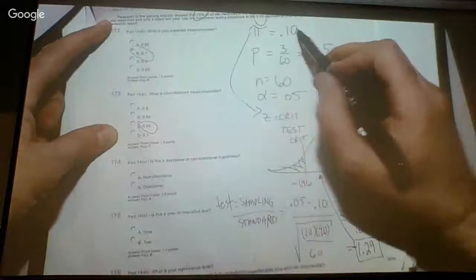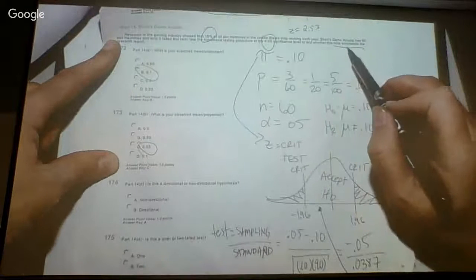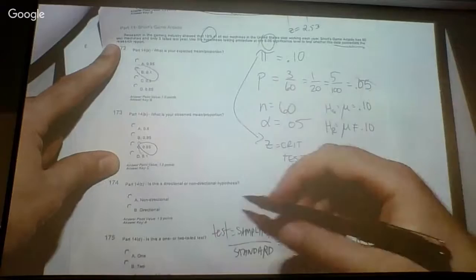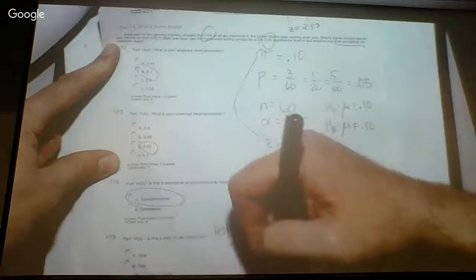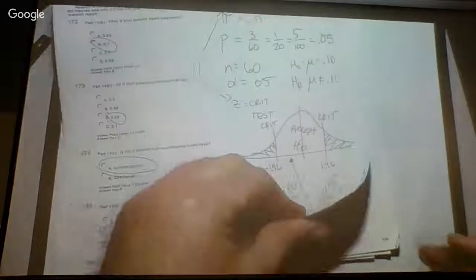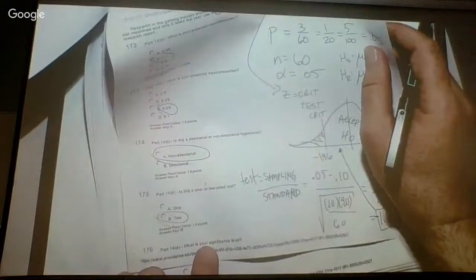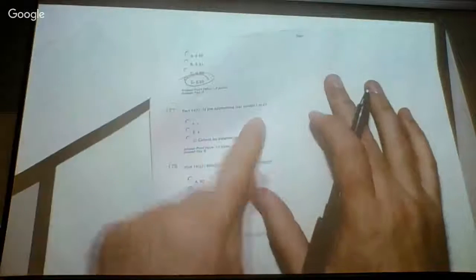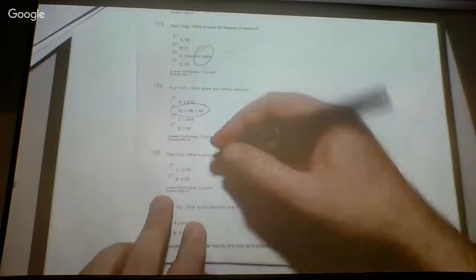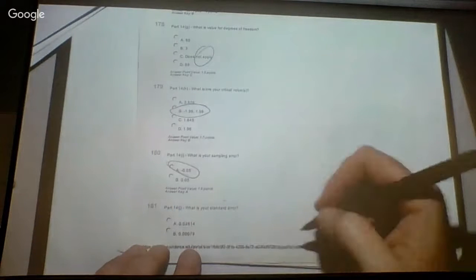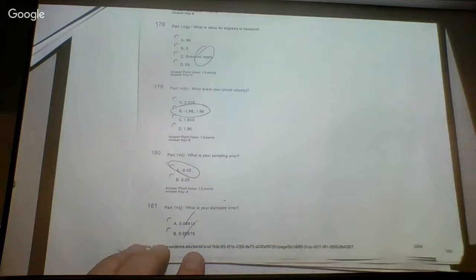This is a does-it-contradict question. Does it contradict means non-directional. One or two tail test? Non-directional means two-tail test. The significance level, 0.05. T or Z? Pi means Z. Degrees of freedom do not apply. Critical values, we got two. Sampling error is negative. Standard error doesn't sound like either one of those.